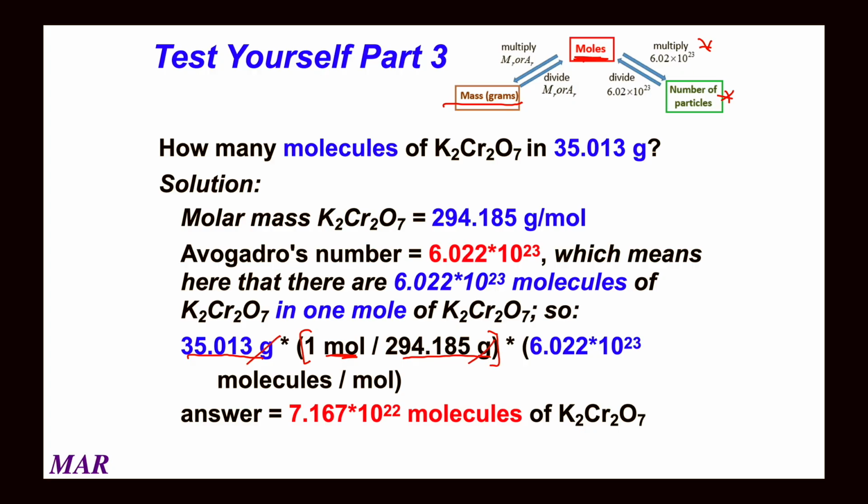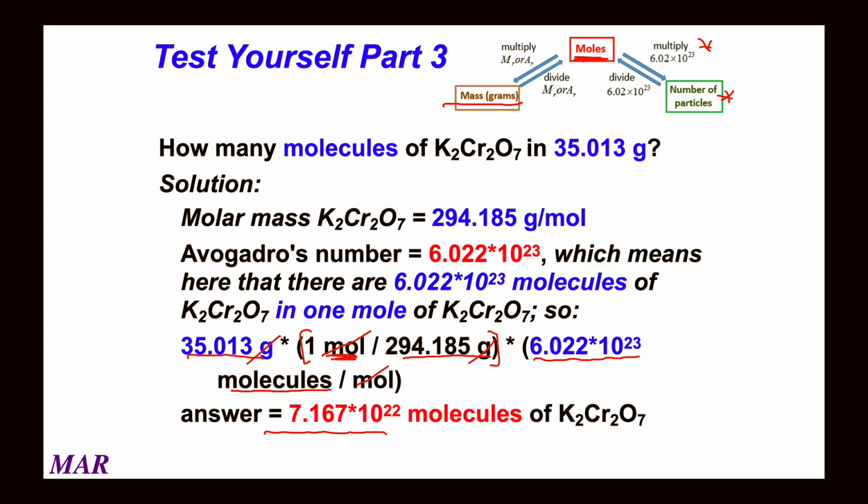Grams on the top cancels grams on the bottom. This is the moles, the answer we had in the last slide. But now we're going to use Avogadro's number, which is always a big number of molecules per 1 mole. It could be atoms, could be something else, but in this case it's molecules. You want moles on the top and moles on the bottom so they cancel. So then you've got molecules.